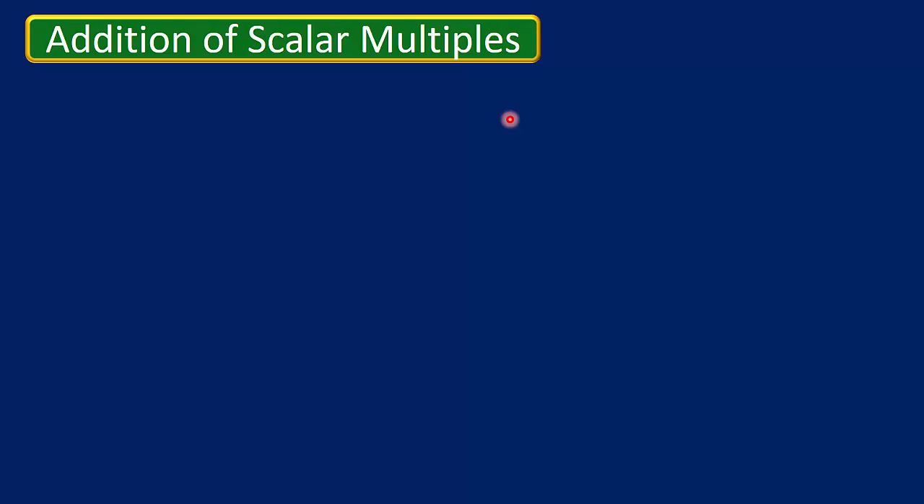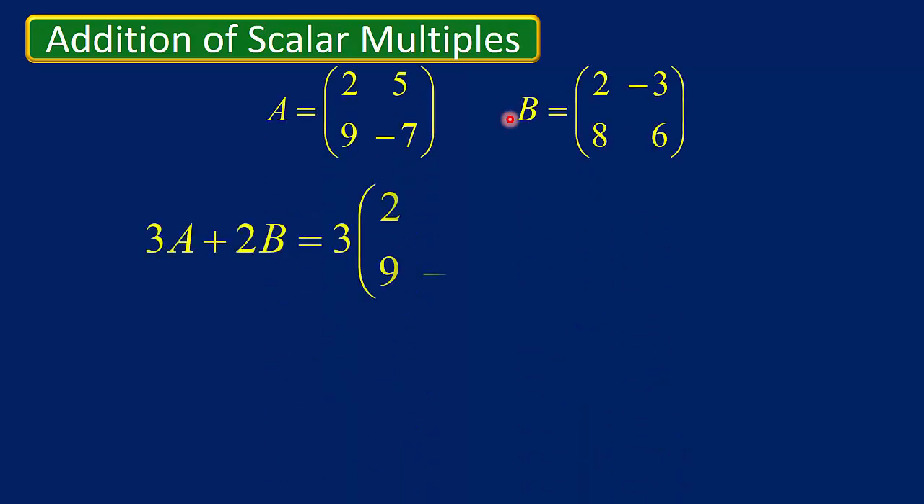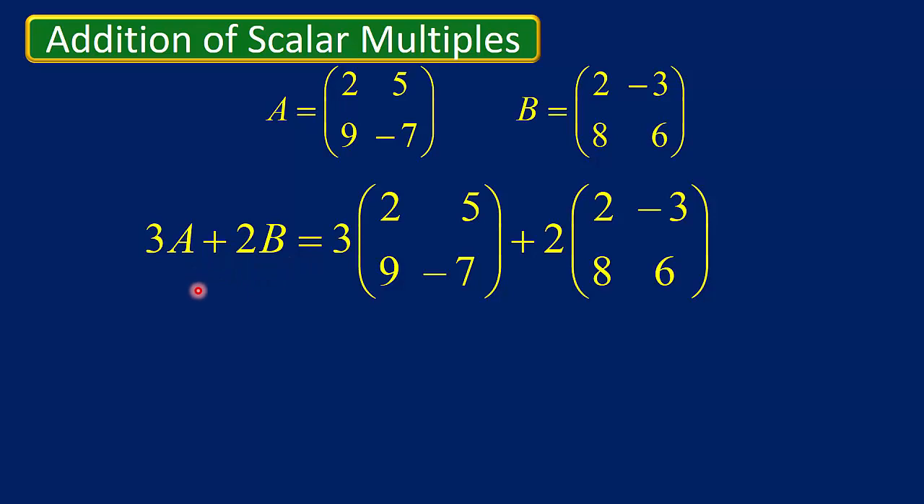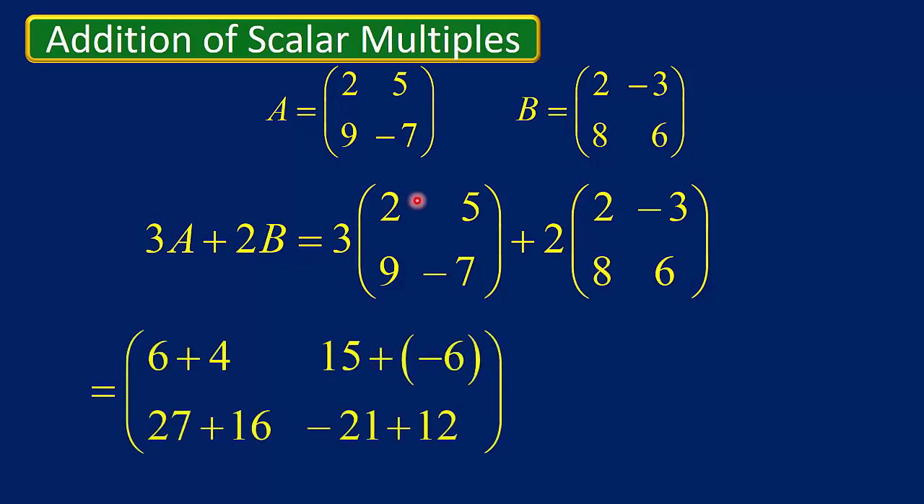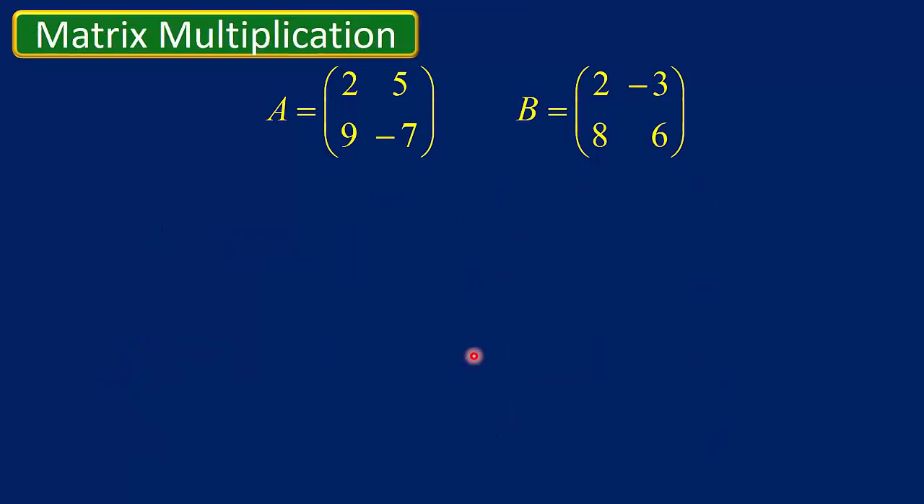Now, addition of scalar multiples. So let's suppose we have a couple of matrices and we want to calculate this, 3A plus 2B. Well, the first thing we do is we take care of the scalar multiplication. It's just like the order of operations, right? You do multiplication first before you do addition and subtraction. So we do the multiplication first, and notice what we have. We have 6 plus 4. See, dig that. 6 plus 4. Then 15 plus negative 6. See, we just add the corresponding components then, and we get this. This is addition of scalar multiples. Now, let's look at matrix multiplication.